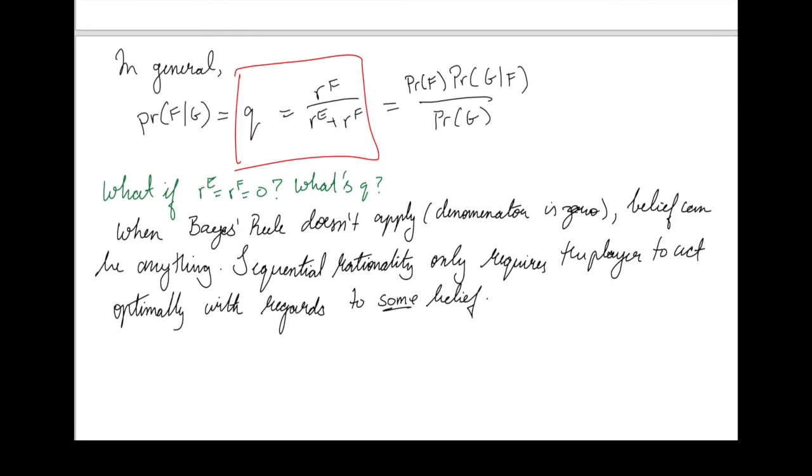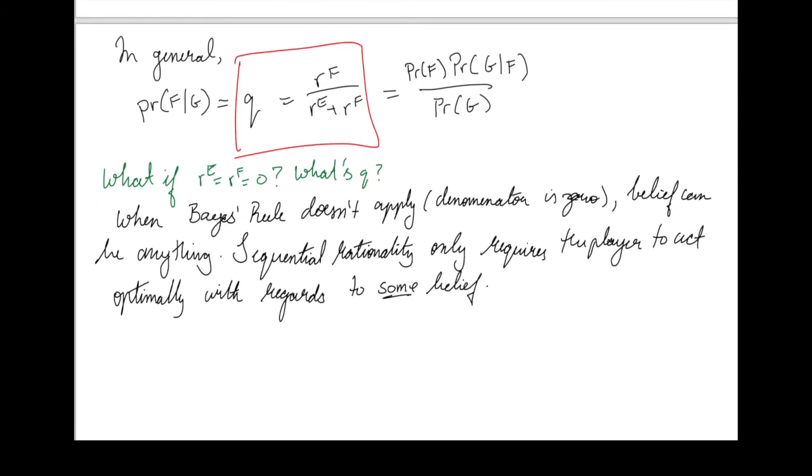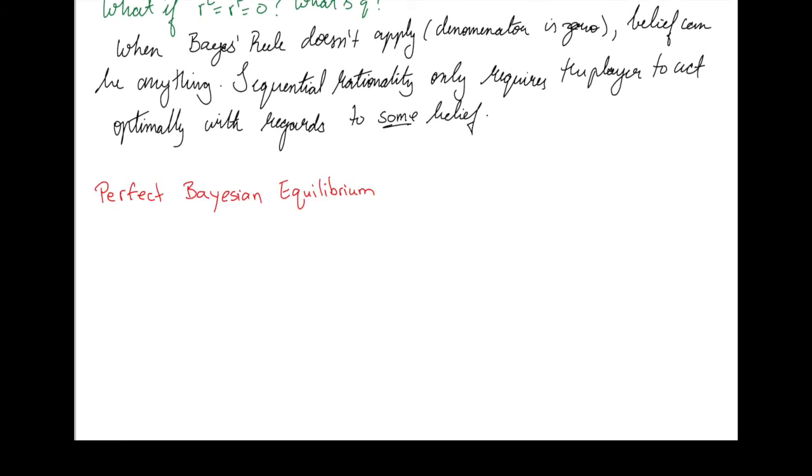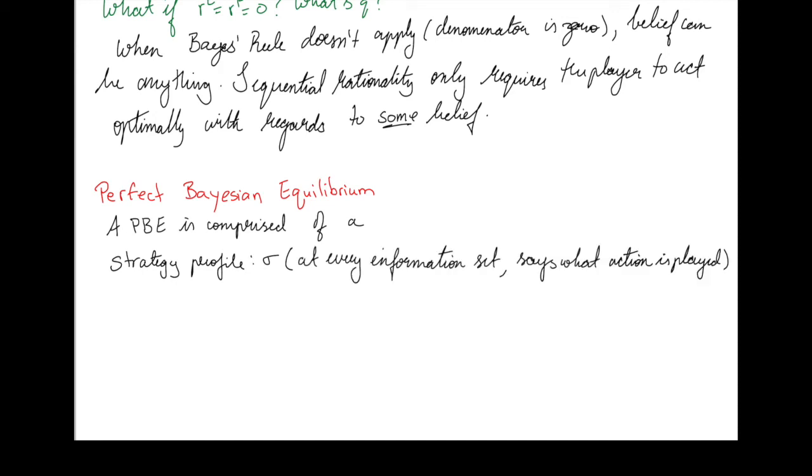Let's now put together our ideas of sequential rationality and beliefs to define a concept of a perfect Bayesian equilibrium. Perfect Bayesian equilibrium is comprised of a strategy profile and beliefs. The strategy profile sigma tells us what each player does at every information set. Oftentimes we represent beliefs by mu. In our example we've used Q, but generically we'll use mu. The belief says at every information set what is the relative probability that the player assigns to the different decision nodes.